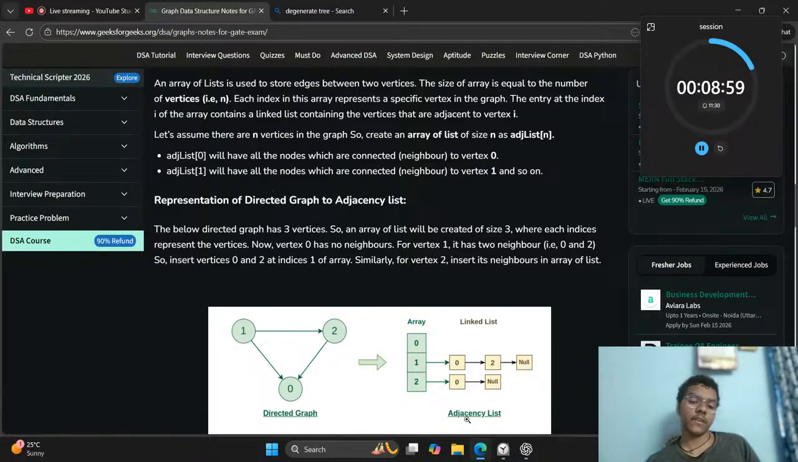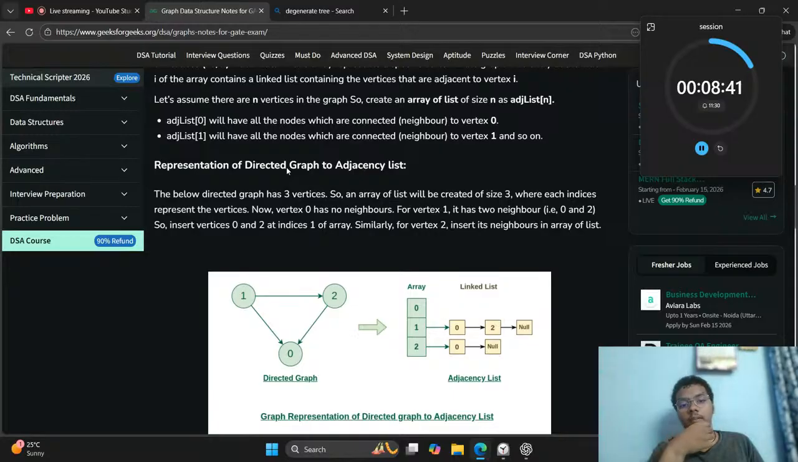This is a list, this is a list, this is an array of lists. Let's assume that there are n vertices in the graph, so create an array of lists of size n. Adjacency list 0 will hold the neighbors of node 0.